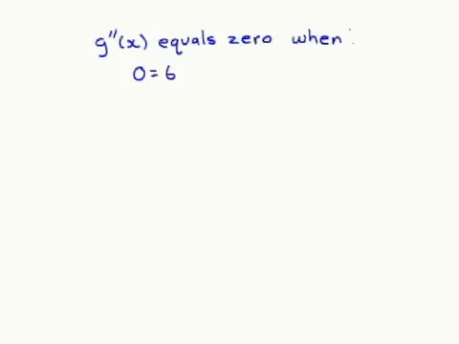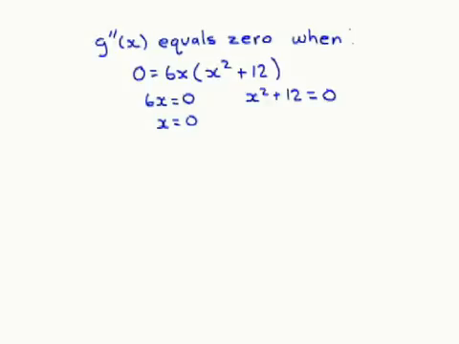In the next case, we've got to consider where g double prime of x equals 0. So we want to set the numerator equal to 0. 0 is equal to 6x times x squared plus 12. And therefore, in that factored form, we know that either 6x equals 0, which gives me x equals 0, or x squared plus 12 is equal to 0. When I try to solve that resulting quadratic using my quadratic formula, you'd find that there's no real solutions.